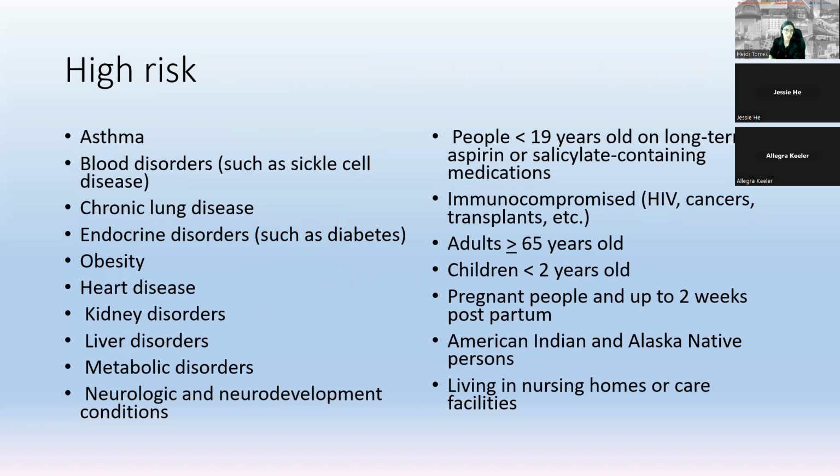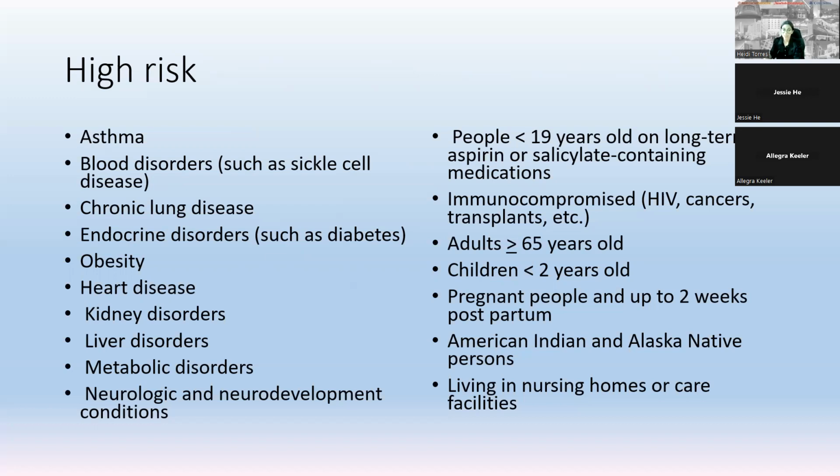So high-risk conditions really include anything that's going to affect your immune system, your lungs, or your heart. So asthma, any other lung disease, any blood disorders, endocrine disorders like diabetes. Diabetics are at higher risk for complications. Heart disease, so if you've had, say, open heart surgeries or lots of stents in your heart, liver, kidney, neurological conditions, and then the most logical things. So if you're on chemotherapy, if you have HIV, if you have a transplant.